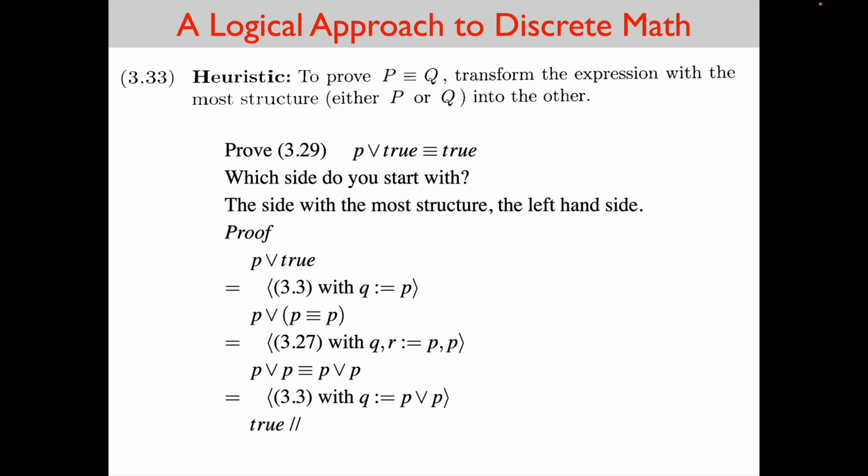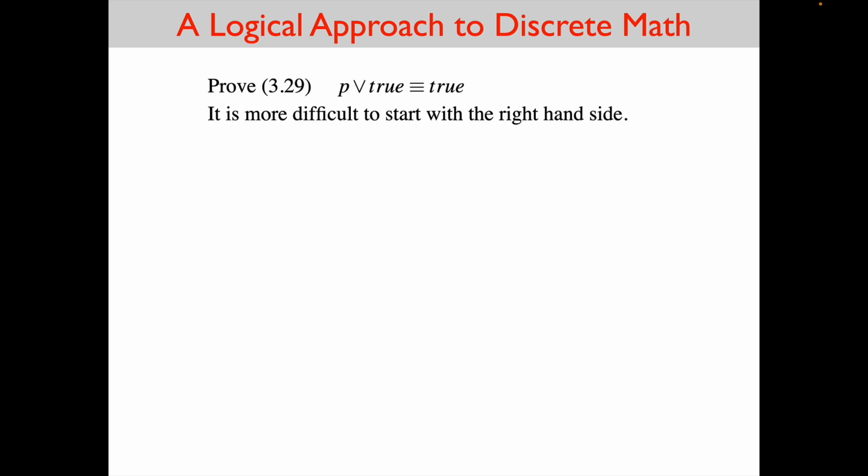Now, to show you how difficult it would be if we started with the right-hand side, what would that proof look like? It is more difficult to start with the right-hand side, so let's do it and see what, even the very first step would be kind of obtuse. So here's our proof starting with the right-hand side. So now we're going to start with true. So now here we have true, right? So what's the next step? Well, it's not obvious, but here's the way you would do it.